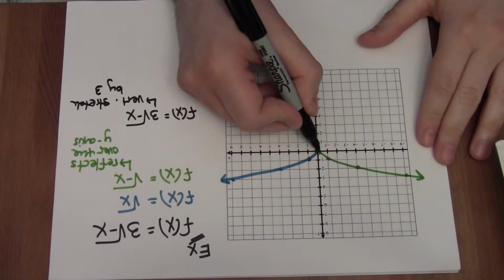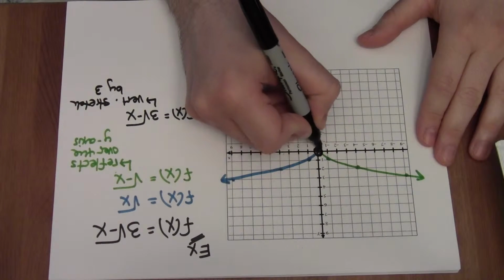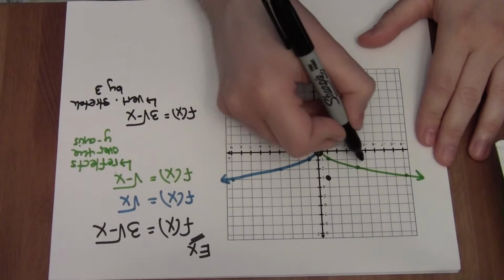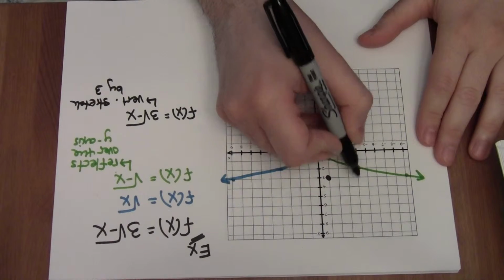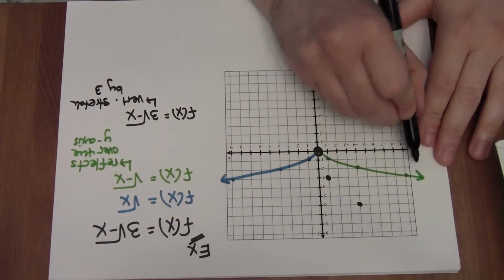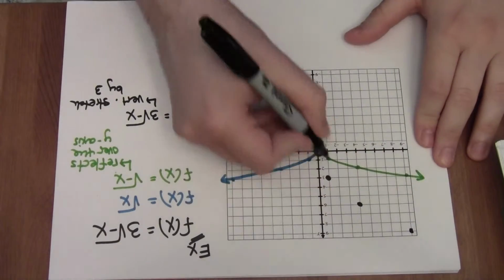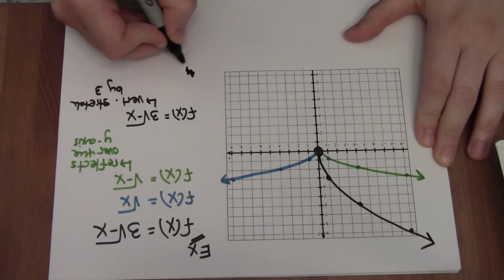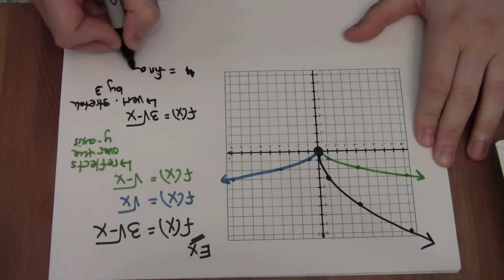So, this point had a y value of 0, the y value is still 0. This point had a y value of 1, the new y value is 1 times 3, or 3. Y value here was 2, my new y value is 6. Y value here is 3, the new y value is 9. My final graph is that black one that I just sketched.